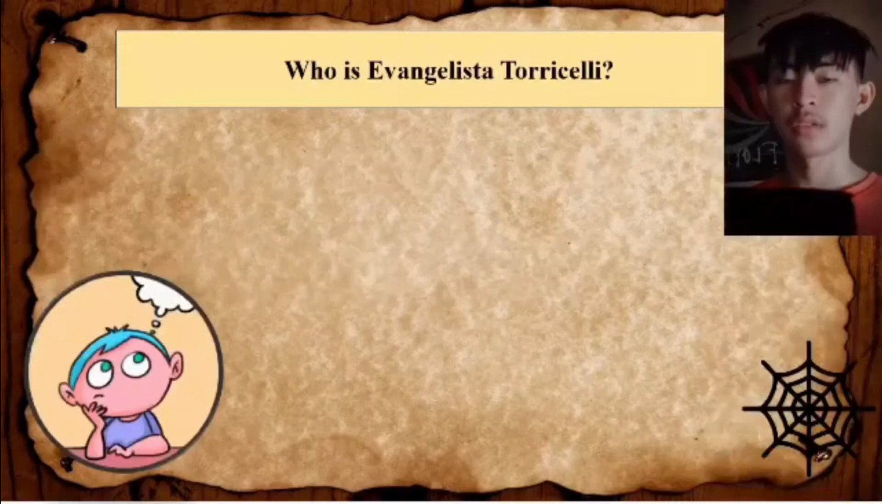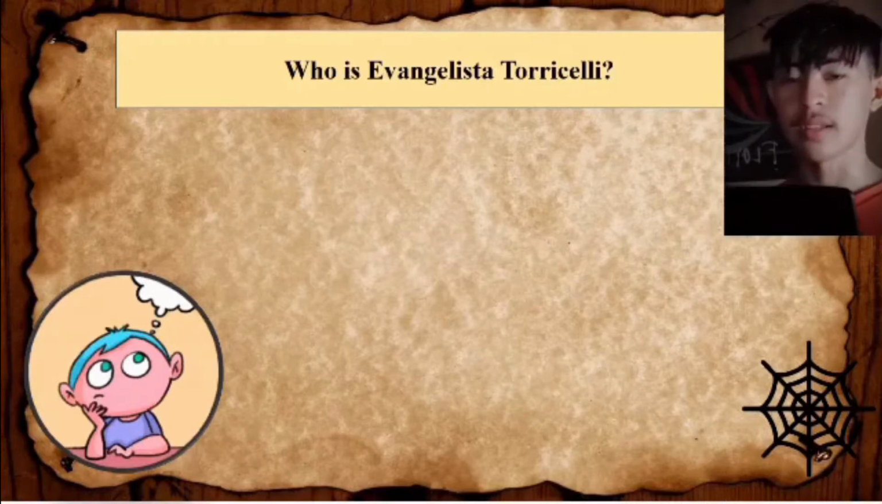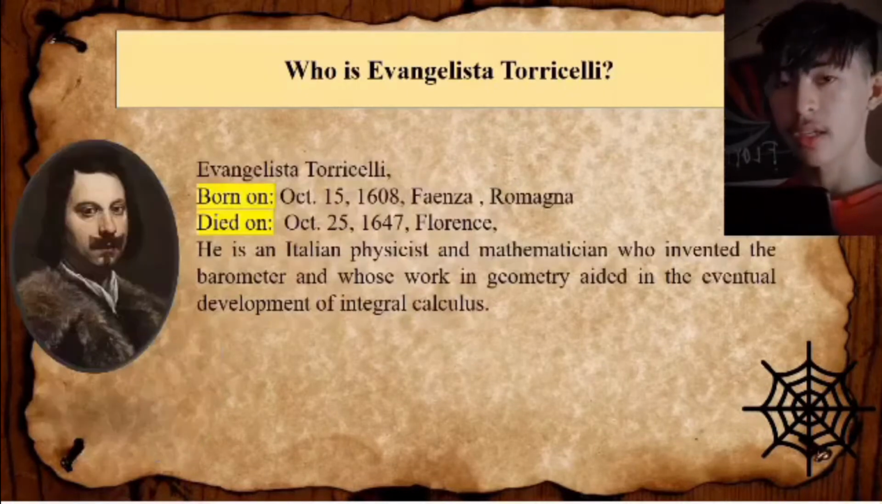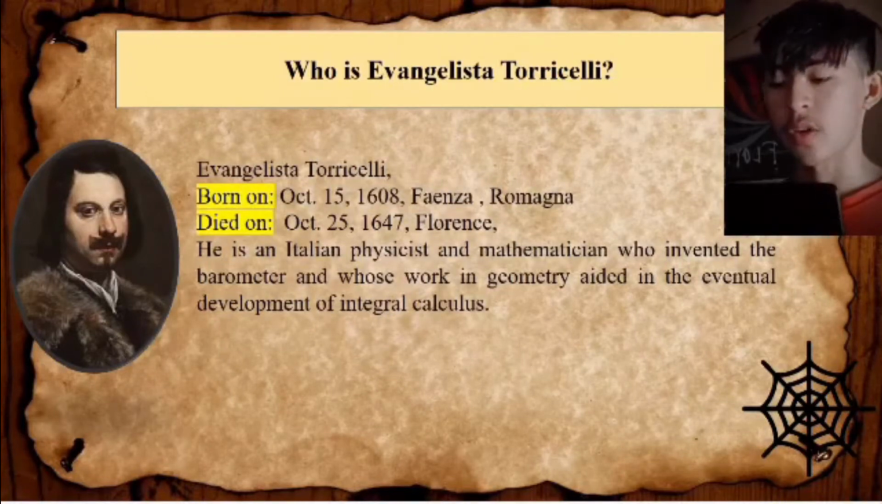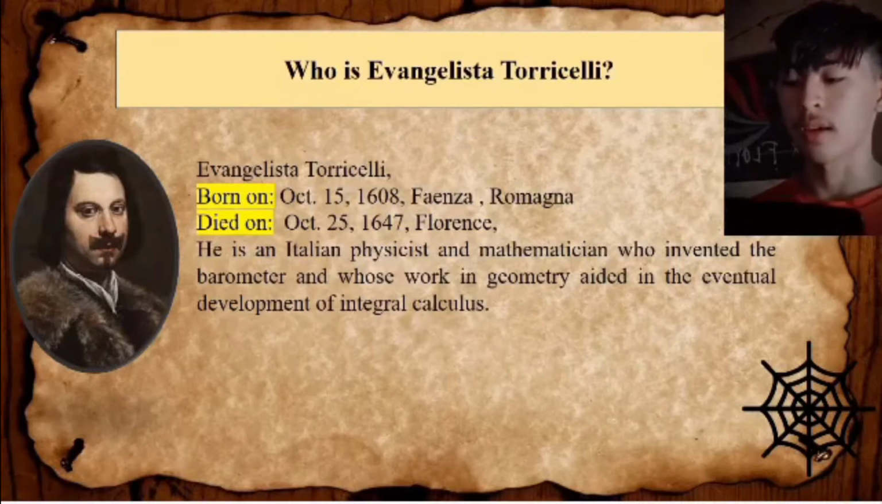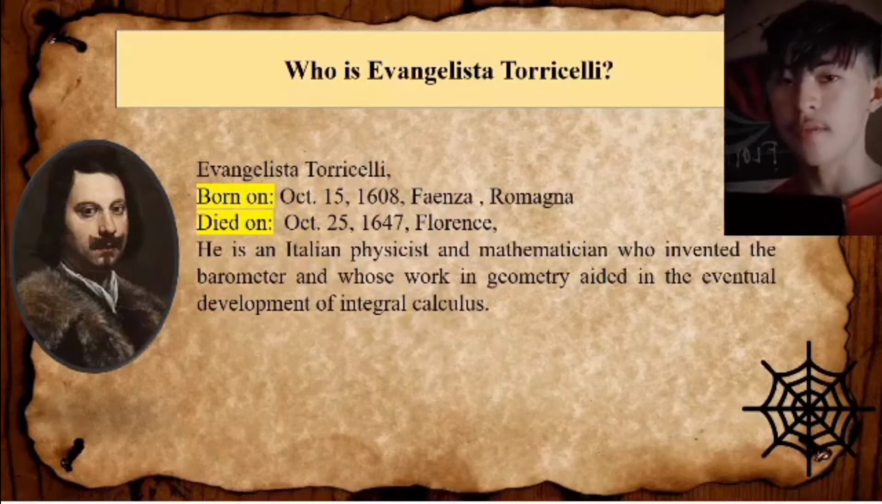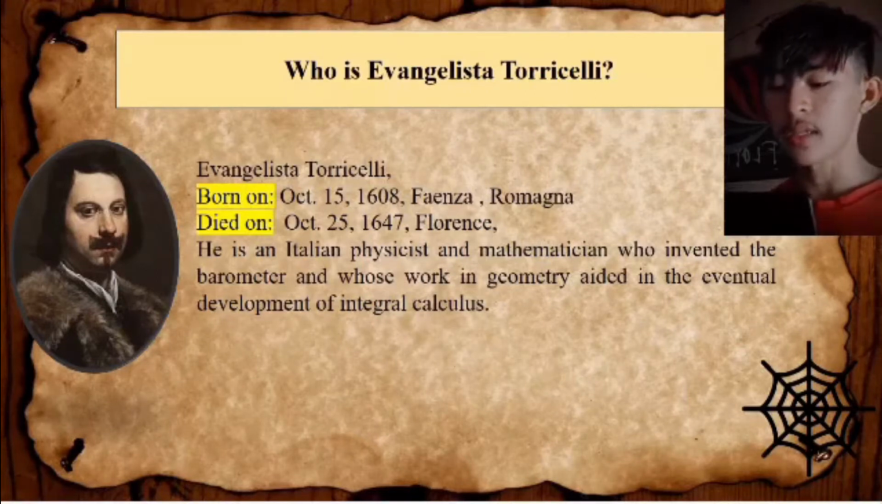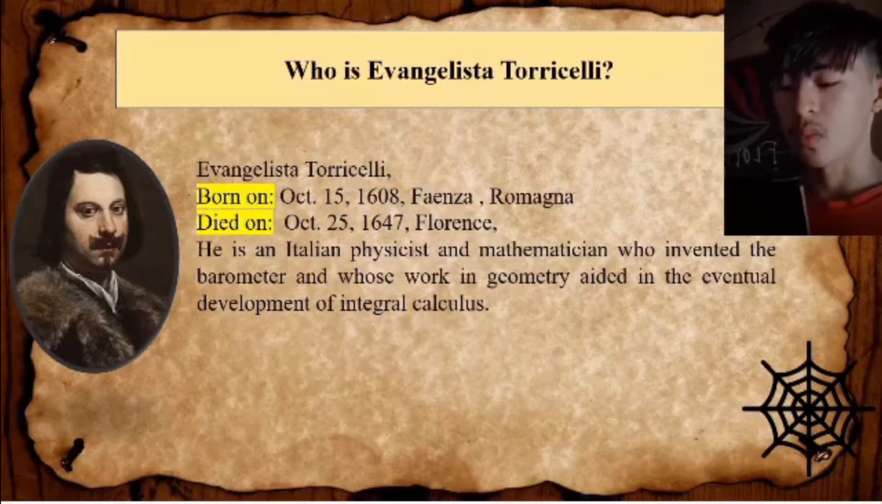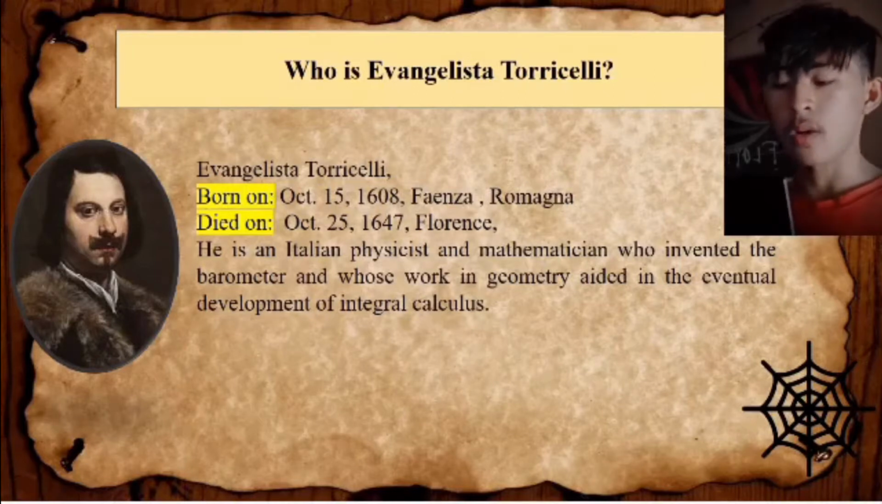Now, let's talk about Evangelista Torricelli's biography. Evangelista Torricelli was born on October 15, year 1608, at Faenza, Romagna. He died on October 25, year 1647, in Florence. He was an Italian physicist and mathematician who invented the barometer and whose work in geometry aided in the eventual development of integral calculus.